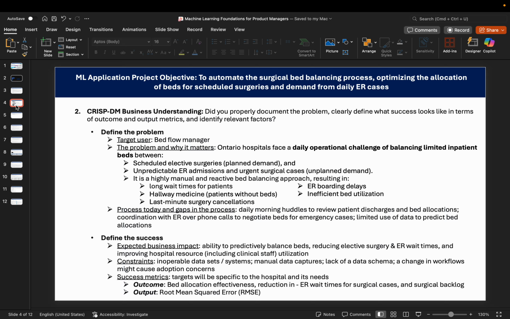Success metrics here would be in terms of outcome, bed allocation effectiveness, reduction in ER wait times for surgical cases, and reduction in surgical backlog. In terms of the output metrics, since this is a continuous variable, you would look at a root mean squared error.